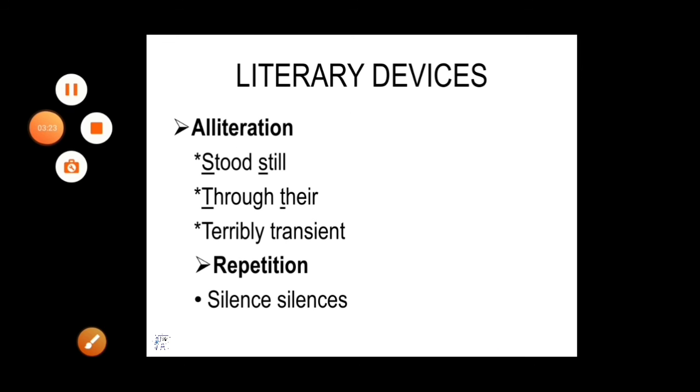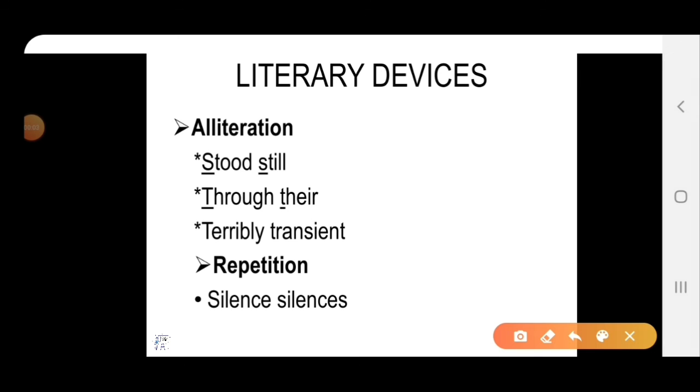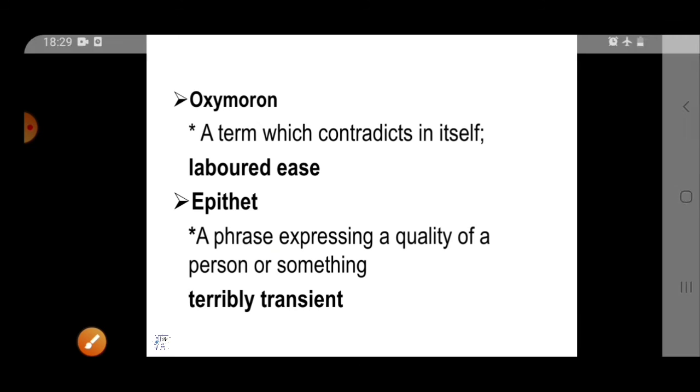Now we will see which literary devices are used in the poem. First is alliteration. Stood still. Here S is repeated. Through, here T is repeated. Terribly transient. Here also T is repeated. That's why it is alliteration. Repetition is also seen in the last stanza. Here, silence silences. One word is repeated, silence. That's why it is repetition.